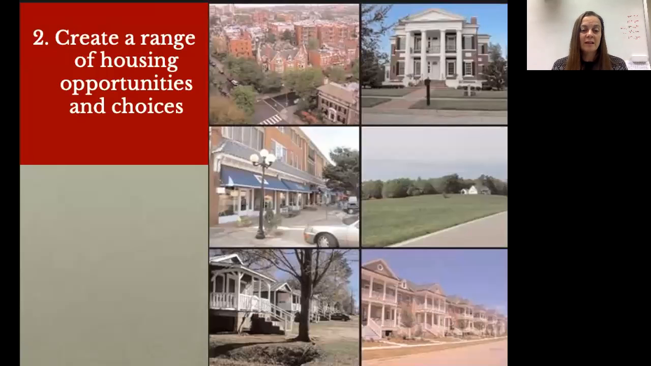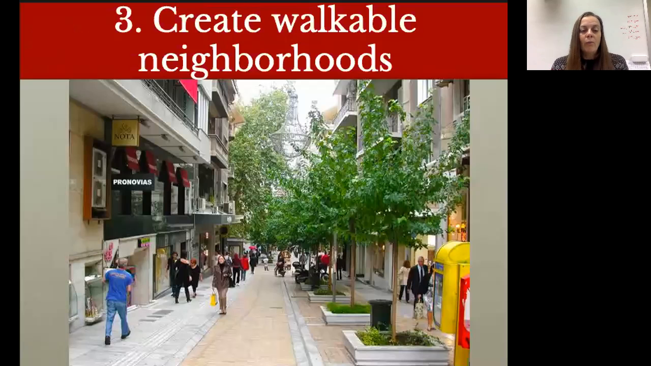Creating mixed housing. So that gives a range of opportunities and choices. So we have both large tracts of land and we have close together homes. Walkable neighborhoods are a big part of sustainable development, encouraging people to walk or ride a bike instead of getting in their car and driving everywhere.